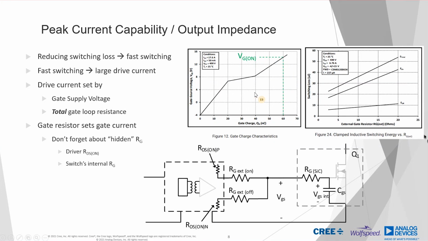We can model the switch's gate source as a capacitor, and so the gate circuit is effectively an RC circuit. Thus, the peak drive current is going to be determined by the gate supply voltage and the total resistance in the gate loop. While the external gate resistor is clearly present here, the driver's internal RDS(on) and any internal gate resistance in the switch also need to be accounted for.